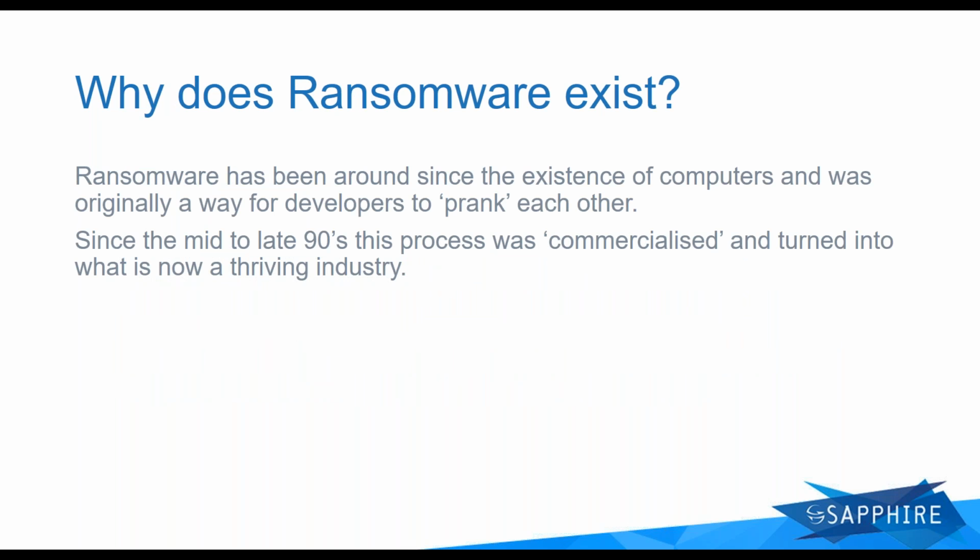Now, why does ransomware exist? Ransomware has been around since the existence of computers. Once software was written for computers, developers generally then used their ability to alter the way that the machine worked to prank each other. That was the original form of ransomware and malware. A developer back in the 90s would have written a little bit of code and it would have probably just popped a message up on someone's machine, and that message could have been hello or got you or whatever the prank was aimed at.